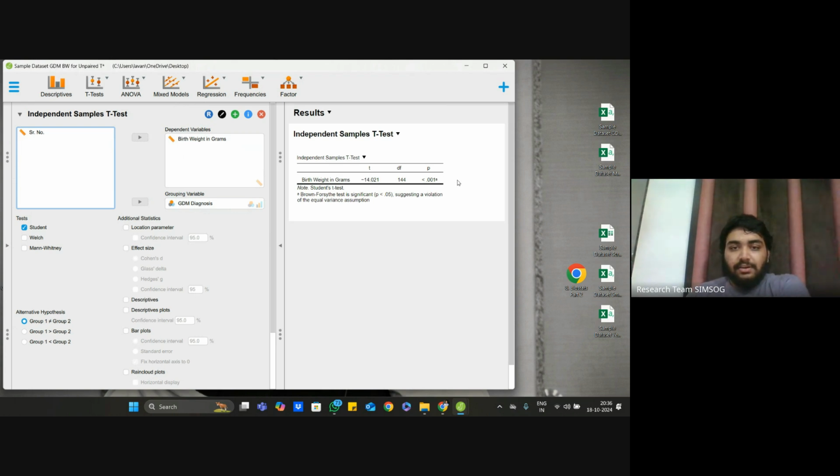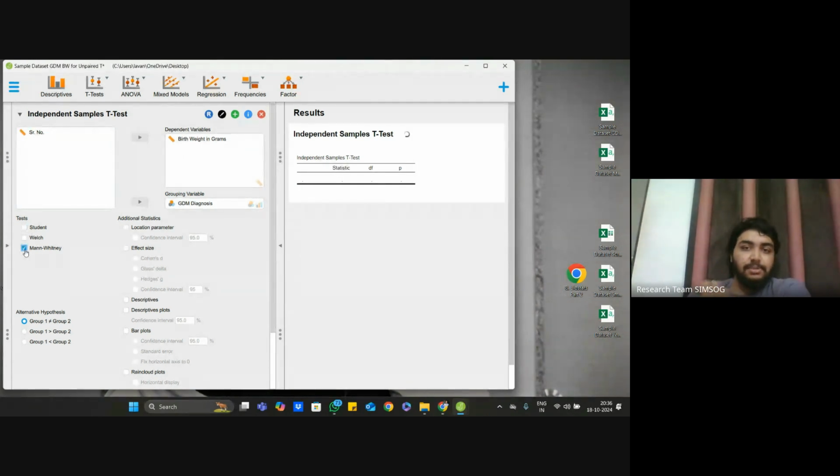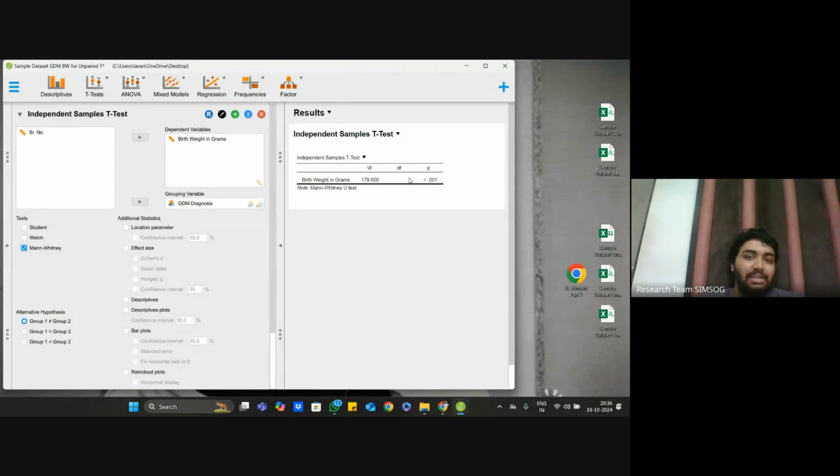Again, because I just made up this example, see, it is also telling you that this data is suggesting a violation of the equal variance assumption. Basically, it is telling you that the data is not normally distributed and so on. So essentially, we should have used a Mann-Whitney U test. So let's go back and use a Mann-Whitney U test. So yeah, no error is shown, but it is still finding it significant.